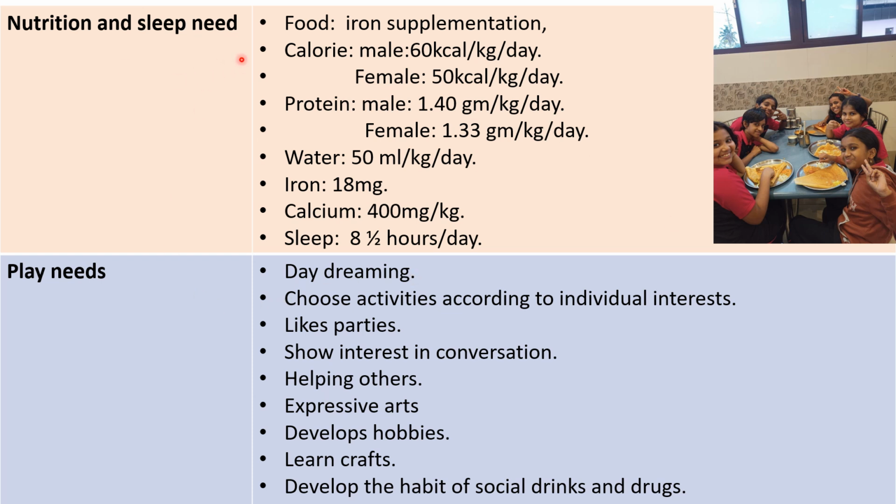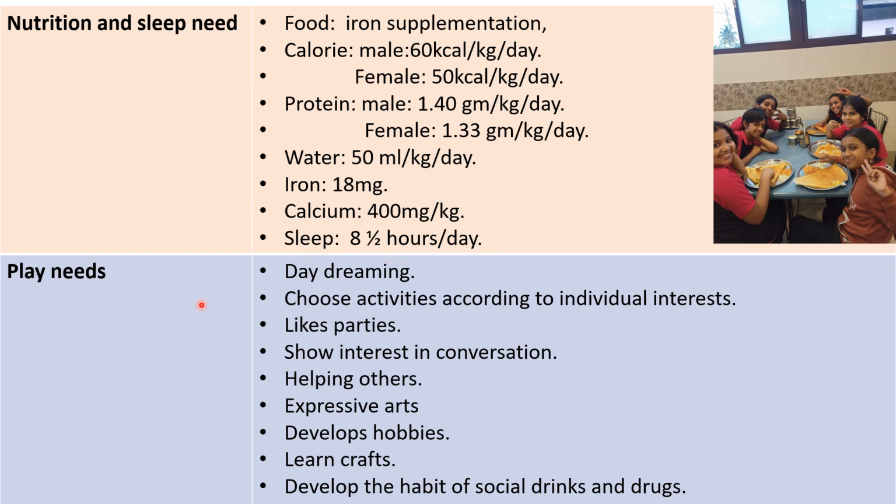Nutrition and sleep needs. Food, about iron supplementation, you need to tell the parents. The calorie requirement and protein requirement for males and females are different. Males require more calories and protein. Water requirement is 50 ml per kg per day. Iron and calcium requirement is different, so you need to teach parents about all these things. The sleep required is 8.5 hours per day.